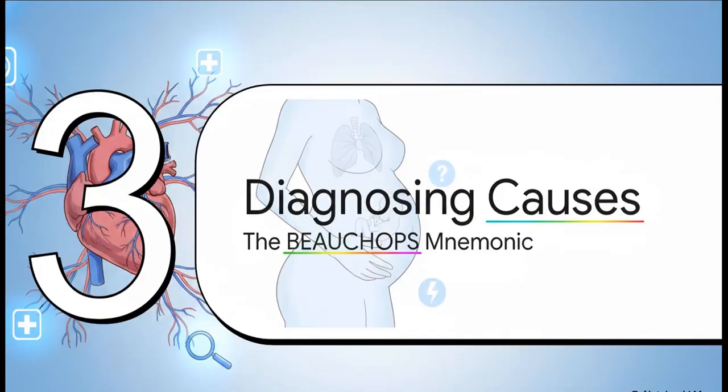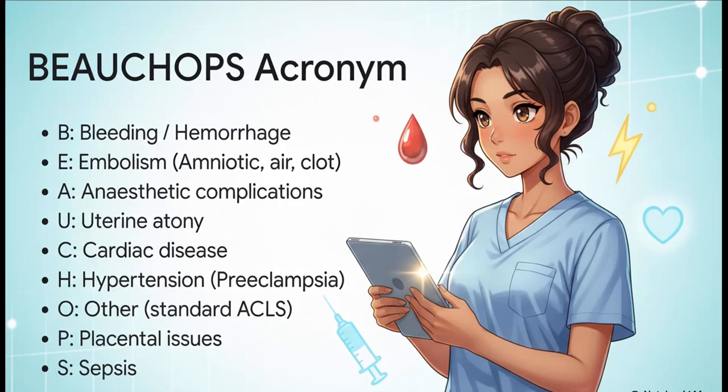Now, while your team is hammering away at that modified CPR, the clinical leads need to jump into Section 3, diagnosing causes using the BOCHCOF mnemonic. What's really fascinating here is how we adapt our standard diagnostic thinking. We're still looking for the usual suspects, of course, but we use the BOCHCOF mnemonic to rapidly scan for specific obstetric culprits. So that's B for bleeding, E for embolism, A for anesthesia complications, U for uterine atony, C for cardiac disease, H for hypertension, like preeclampsia, O for other standard causes, P for placental issues, and S for sepsis.